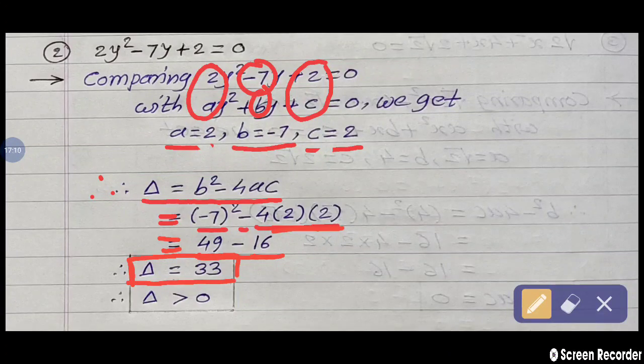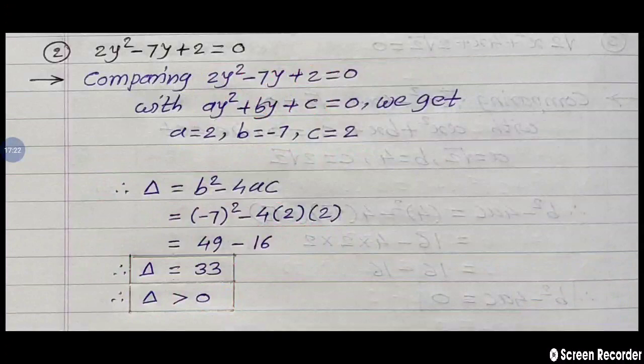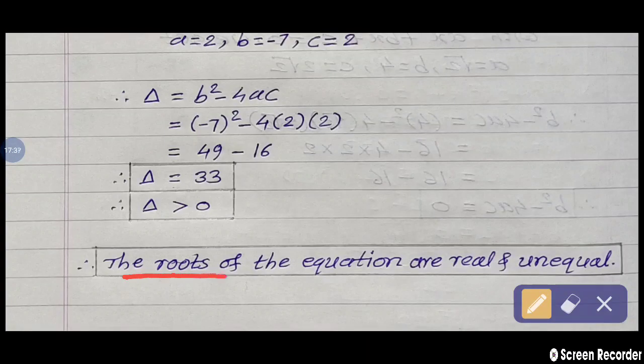33 is a positive value. So what is the important condition? So delta is greater than 0. And from this, delta greater than 0, we write the nature of the roots. So what is the nature of the roots? The value of delta or discriminant is 33. This is a positive value that is greater than 0. And therefore at the last we write: the roots of the equation are real and unequal.